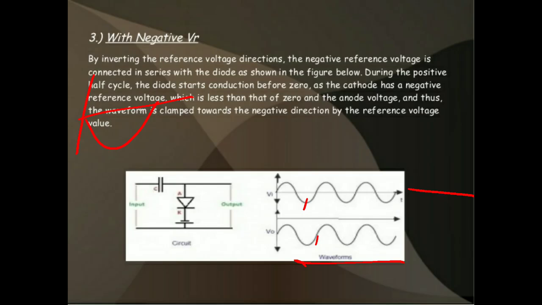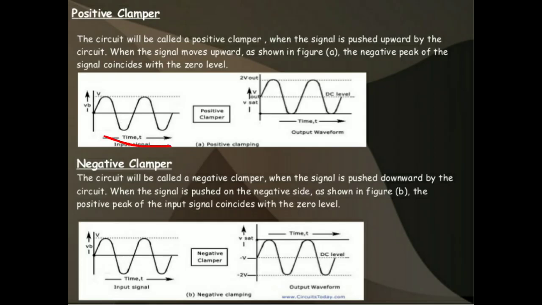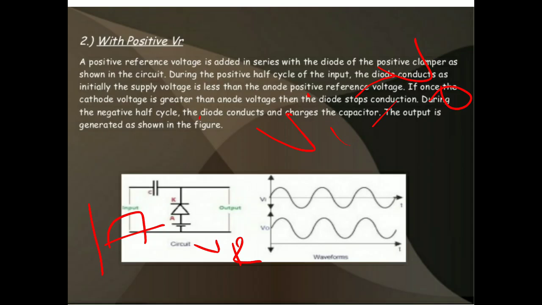Once again I will explain the operations of the positive and negative clampers. Let us come to the positive clamper. This is the positive clamper input, but we are getting the output only above the reference voltage. First of all, you have to consider the circuit diagram. We are giving the input voltage. During the positive half cycle, the capacitor charges, but the diode is in reverse bias condition. Here the reference voltage positive terminal is connected to the anode and the negative is connected to the ground. So both the voltages are equal, so the entire input is passed to the output.